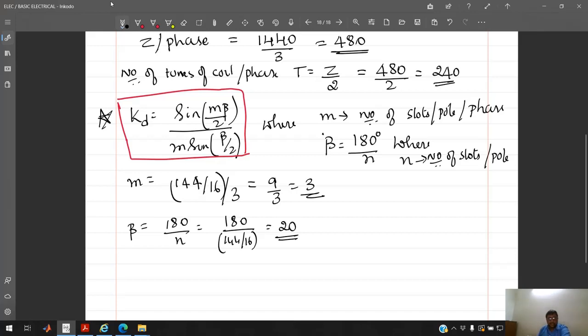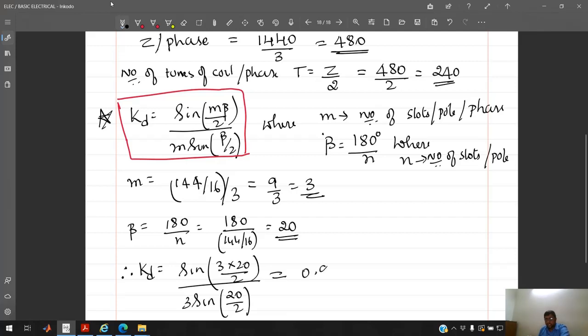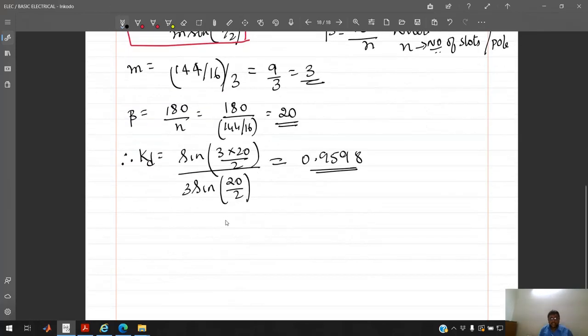Next you need to calculate what is Kd. Therefore Kd is equal to sine of 3 into 20 by 2 divided by m sine, m is 3, sine beta, beta is 20 divided by 2. Now if you calculate this, you are going to get Kd value as 0.9598. Roughly you can take it as 0.96 also. So Kd you have got as 0.9598 or 0.96.